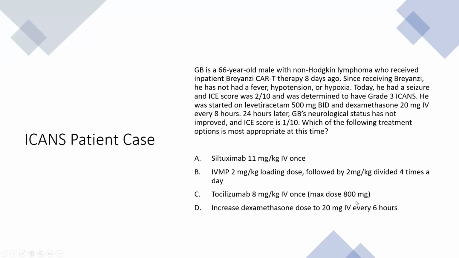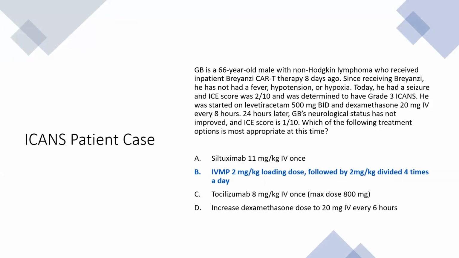So it looks like a couple people put the answer B, which is the correct answer. So this patient does not have evidence of CRS. He's not febrile, hypotensive, or hypoxic. And tocilizumab would not be an option because he does not have CRS. Siltuximab would not be an option because there was no tocilizumab given, and it's not per our guideline-directed therapy.